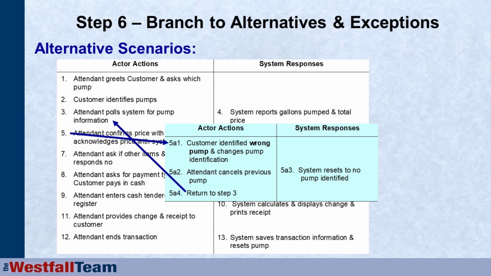And then it's just alternative 5A, step 1, 2, 3, and 4. So now instead of the attendant confirming the price and acknowledging it with the system, the customer says, nope, that's not the price. I didn't spend $52.95. I only pumped $14 worth of gas. Then the attendant has to have a way of canceling the previous transaction. The system will reset to no pump identified and return back to step 3, where the customer gives the new pump number and the attendant pulls that new pump number into the system.